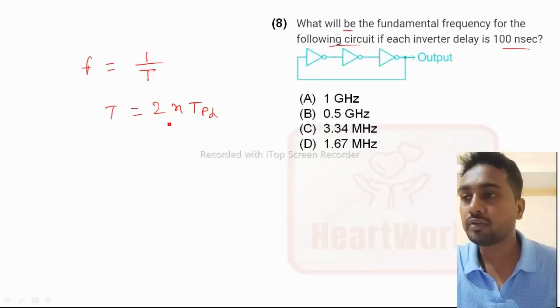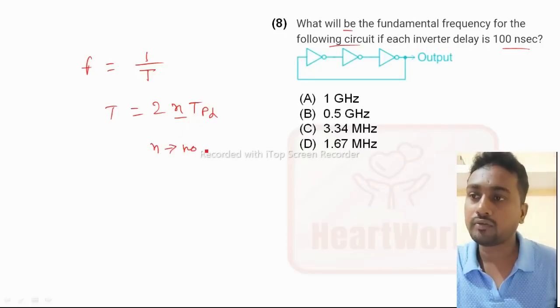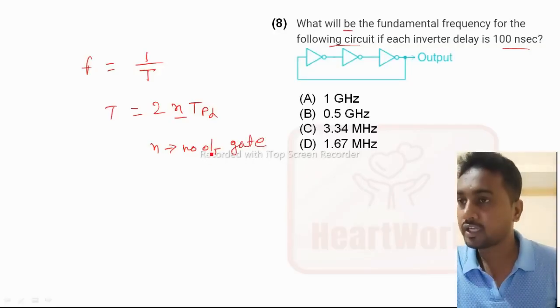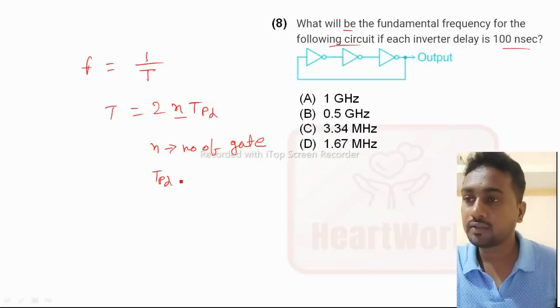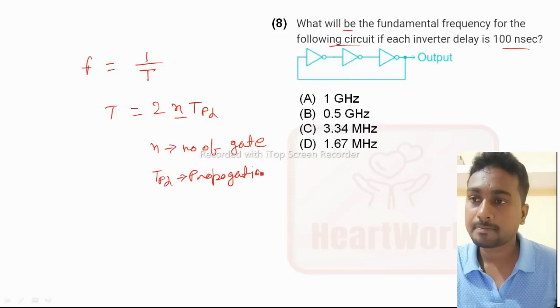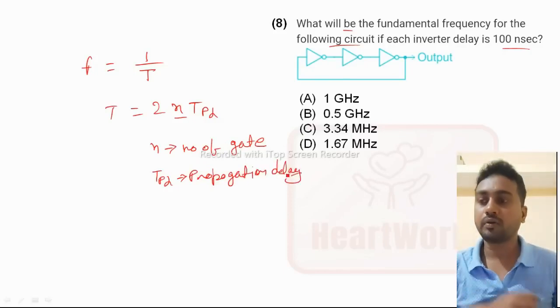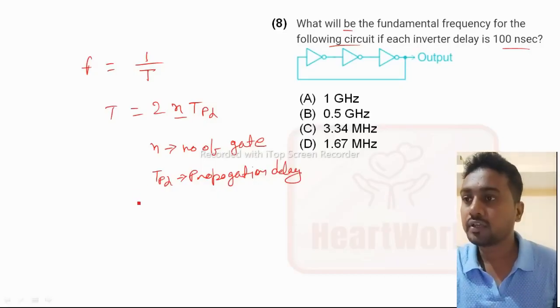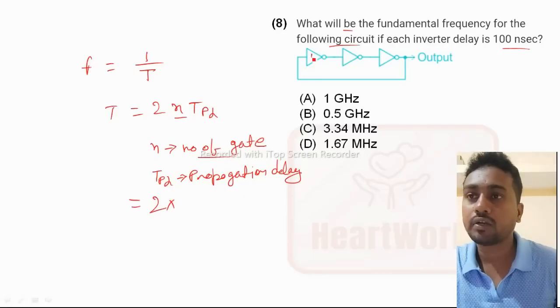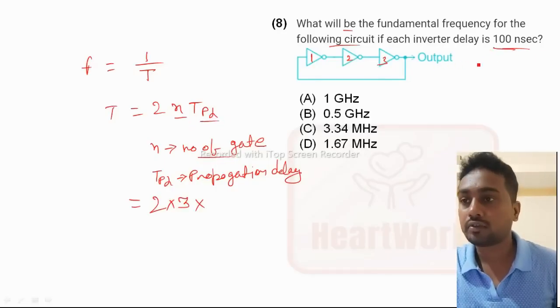The formula for time period in gates is 2n TPD, where n is the number of logic gates, and TPD is the propagation delay. So here, how many gates are there? 1, 2, and 3 gates are there. So 3 into propagation delay, and the propagation delay is 100 nanoseconds.